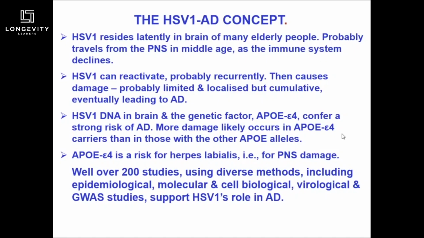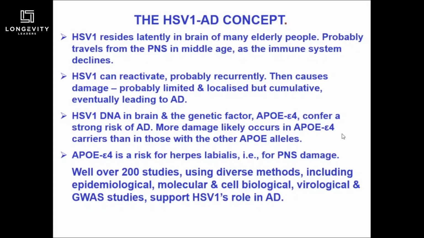So we then also found that HSV1 DNA and the genetic factor carriage of ApoE4 confers a strong risk, or certainly a strong association with Alzheimer's disease. We think it's a risk from evidence, and more evidence is coming out about this now. More damage probably occurs, we suggest, in ApoE4 carriers than in those with the other ApoE alleles. This is our explanation, a tentative one, of why ApoE is a sort of cofactor, by the look of it, in causing damage leading to Alzheimer's.